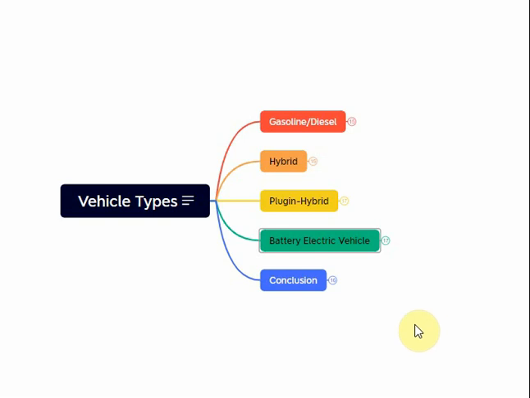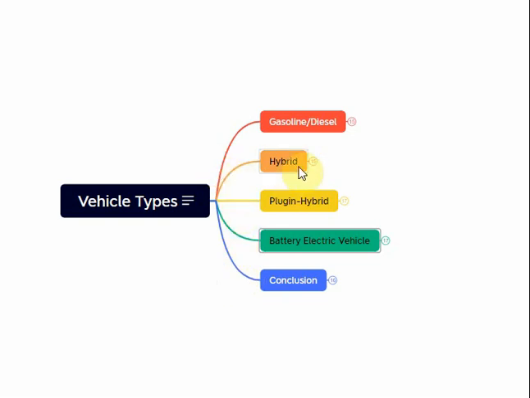Basically, there are four different vehicle types that you're very familiar with. The first one is the conventional internal combustion engine type with gasoline or diesel. The next one is the hybrid type, and then there is the plug-in hybrid. Finally, the battery electric vehicle, the fully electric vehicle. And finally, we'll talk a little bit about how you should be considering your buying decision based on the different factors that we'll discuss in this video.